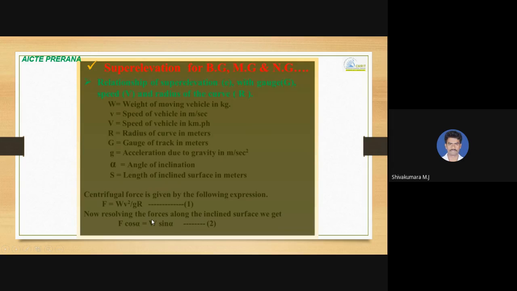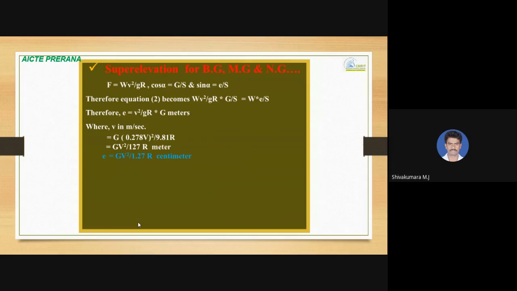So if you take the equilibrium condition, if you resolve the horizontal component of the centrifugal force as well as the weight component of the train, it will be W sin alpha and F cos alpha. Both are opposite in nature. So F equals W V square by gR, and cos alpha is G divided by S, and sin alpha is E by S. So you will have to remember this formula, E equals GV square divided by 1.27 R. It is expressed in terms of centimeters.